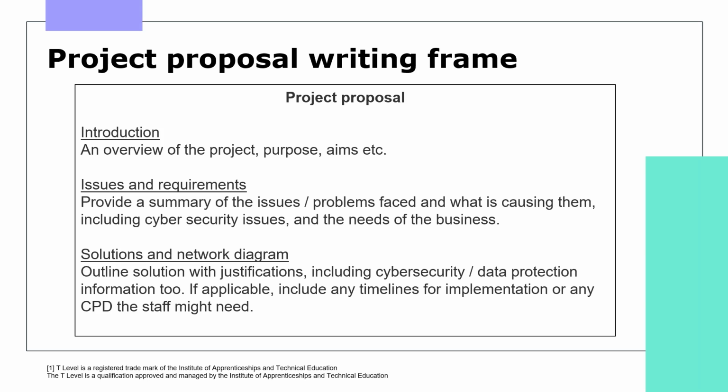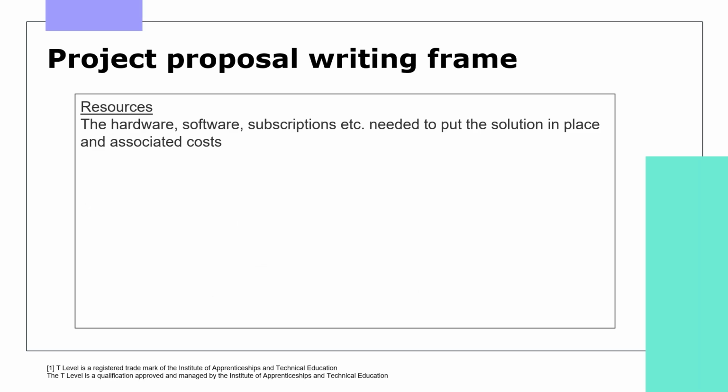Another option might be using subheadings for each issue or need instead, which also might help to ensure that no areas are overlooked by the students. Then there's the equipment or infrastructure or resources that the business will need in order to put the solution in place, with justifications required for those.